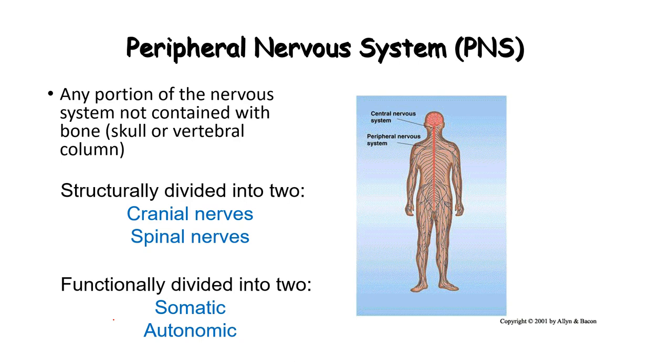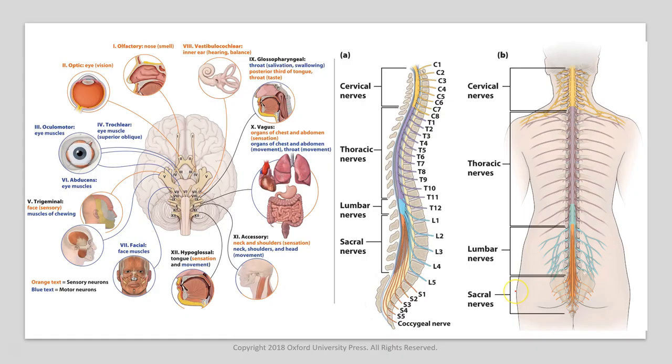But functionally, as I mentioned earlier, they're divided into the somatic and the autonomic nervous systems. So the cranial nerves all originate from the brainstem or the base of the brain, and they control a vast variety of different organ systems in the face and body. The spinal nerves originate from the spinal cord, and they're shown here. They're divided into the cervical nerves, thoracic, lumbar, and sacral nerves. So the somatic nervous system includes both cranial and spinal nerves.